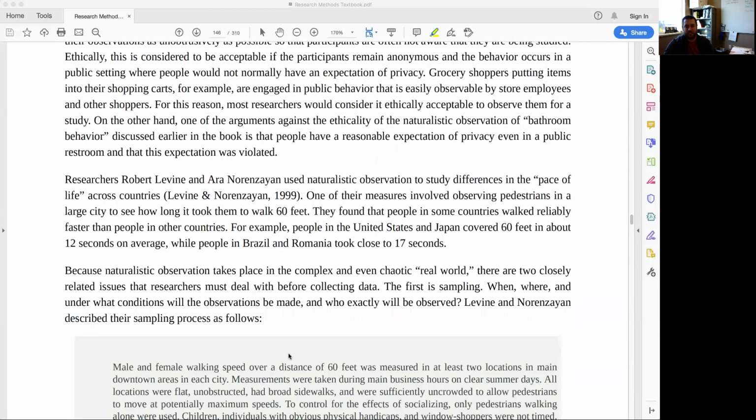So this study that's highlighted in this section of the book talks about walking speed based upon countries, and it does look like the country of origin does impact how fast people walk. So in US and Japan, people walked about 60 feet in 12 seconds, whereas Brazil and Romania took 17 seconds. And it lets us understand, like, okay, maybe there's more time-oriented priorities in US and Japan as opposed to Brazil and Romania, right? We can draw some conclusions off of this. If it's right or not, we can't say that, right?